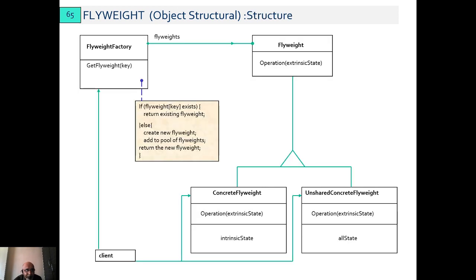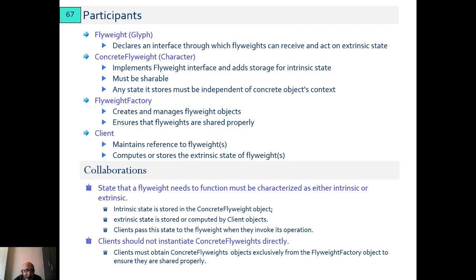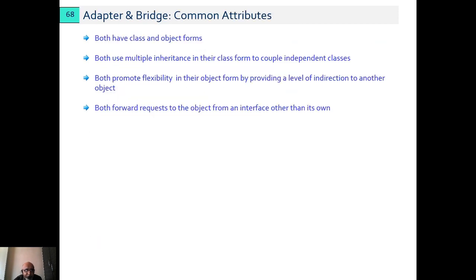Right. Now the example again: the flyweight factory tries to access the flyweight, which has concrete flyweights. Some things are shared, extending states, and something is unshared. That is, all states are not shared with the client. So another example, and then participants and collaborations.